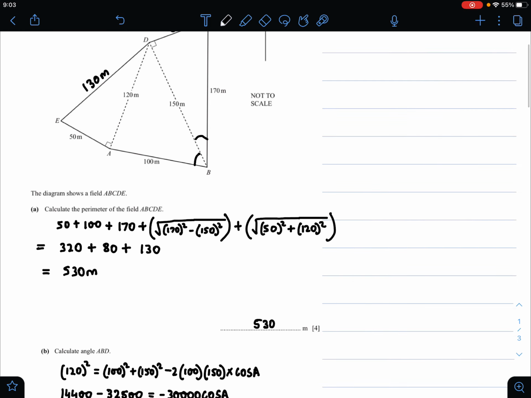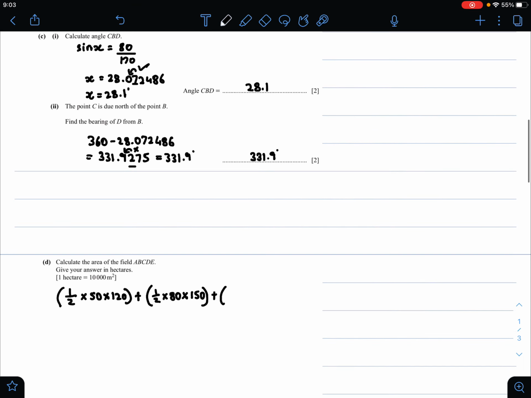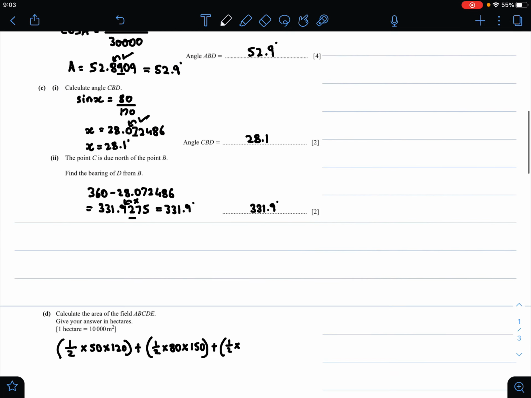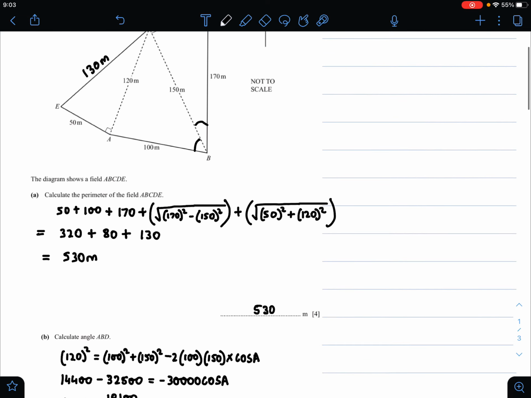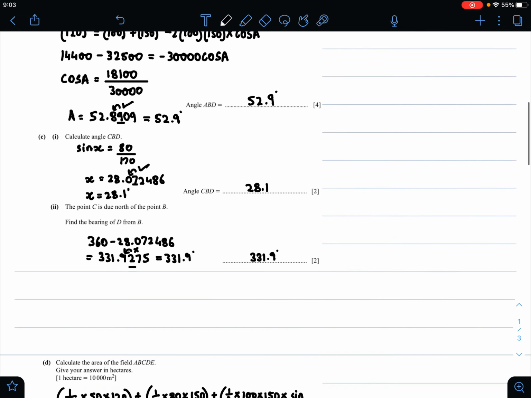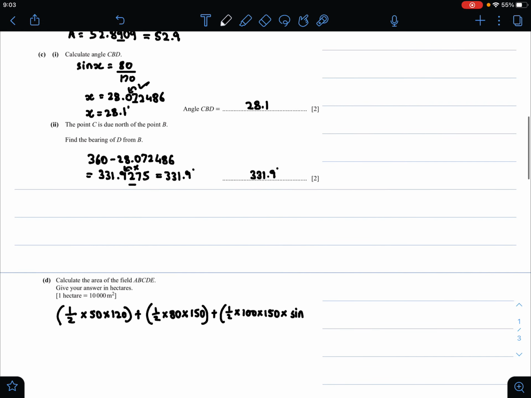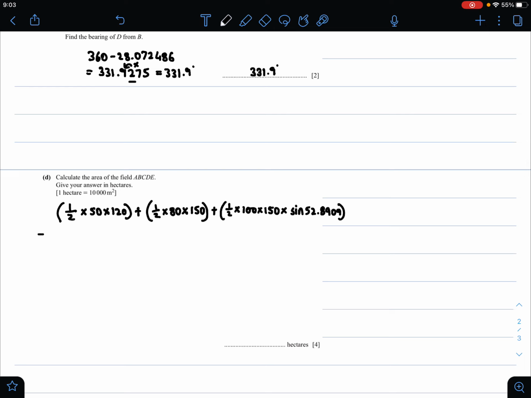So we will use the sides of 100 and 150 because we calculated the angle ABD. So half multiplied by 100 multiplied by 150 multiplied by sine of the value of the angle ABD that we calculated above, which is 52.8909. So sine of 52.8909. Therefore, now all we need to do is input this in your calculator.